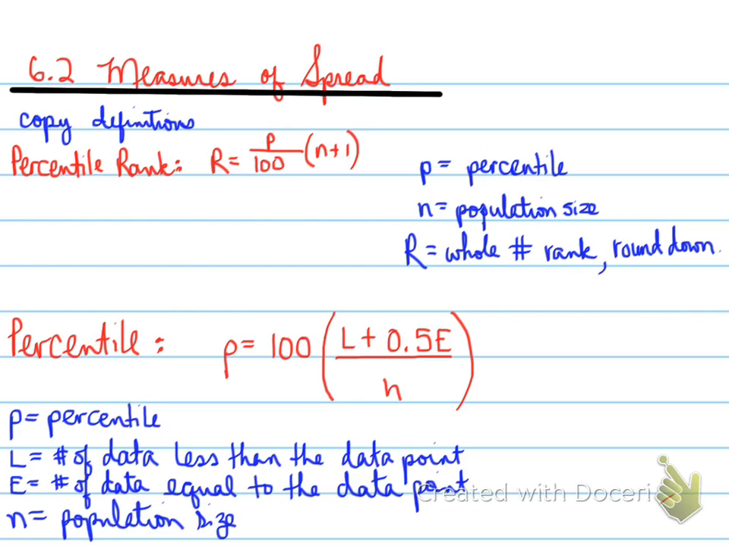So we also need to know what these words mean. So one more time, percentile means the percent of all the data that are less than or equal to a specific data value. We also have words like quartile, range, interquartile range that we also need to have the definitions for.